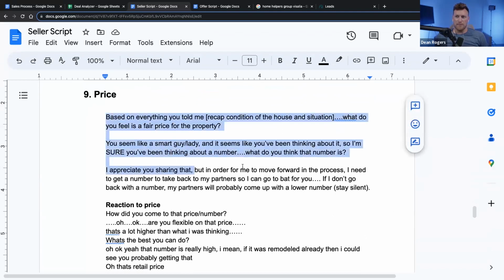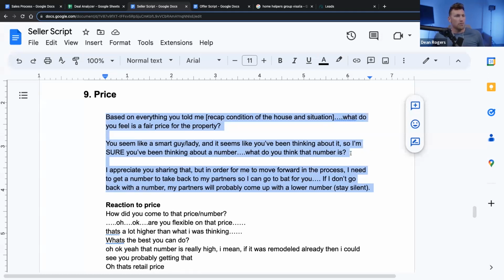And then the price. I'm not going to spend a lot of time on this, but dig deeper. Get them to tell you the price. Get them to conform to your process, right? You're not the decision maker. Take the pressure off of you. You're not the one that knows what to offer. You need to go back to your financial partners. You need to figure out what this property qualifies for, but you need to go back to the partners with a number. Otherwise, the partners are just going to come in with a low number.